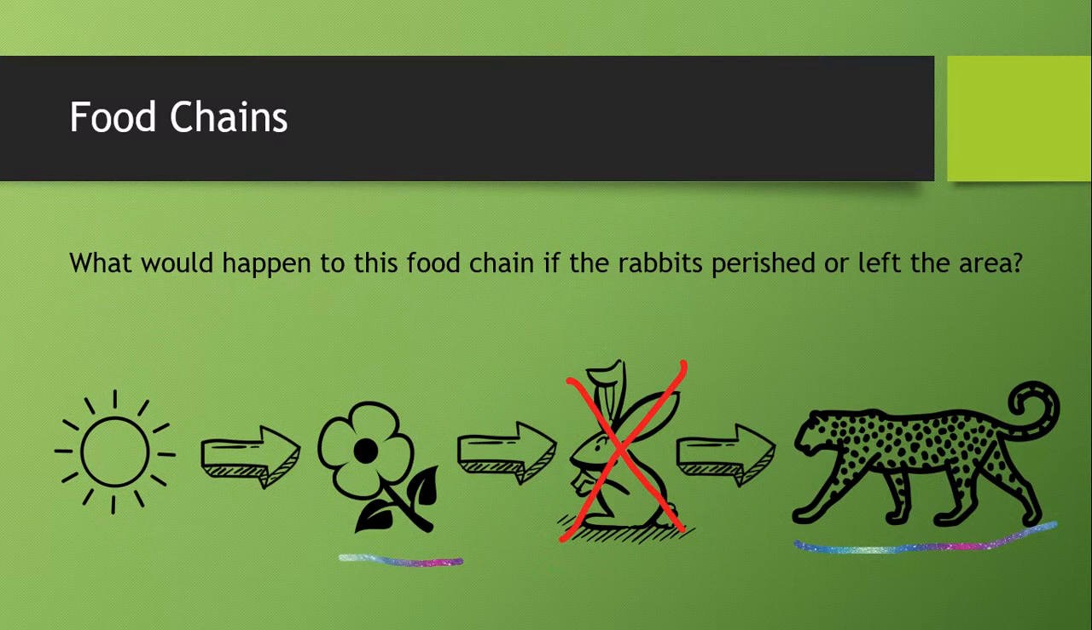What happened to this food chain if the rabbits perished or left the area? Rabbits eat flowers and plants for food. If there was no one to eat that, there would be so many plants on the ground. The cheetah would not have the rabbits to eat. They would have to find something else to eat, or they would have to leave the area and search for different food.